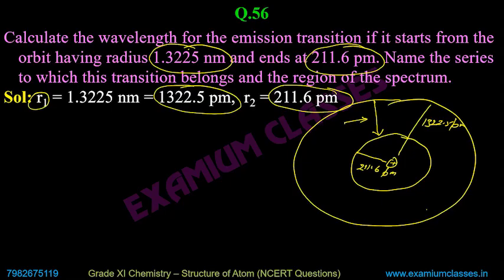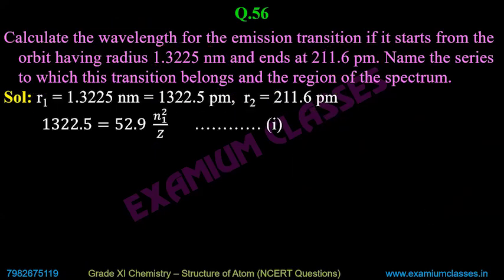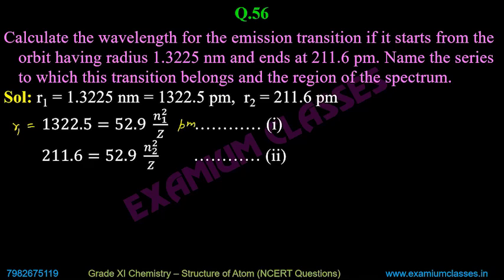And we know that these are interrelated with n. We have been asked, calculate the wavelength for the emission transition. These are related to n because the relationship is r1 equals 52.9 n1 square by Z. This is r1. Relationship you know in picometers. So you will form two equations. Remember, we have to find the wavelength. For wavelength, what we are trying to do, we are trying to find out the actual orbits. Actual orbits we can get by dividing 1 by 2.